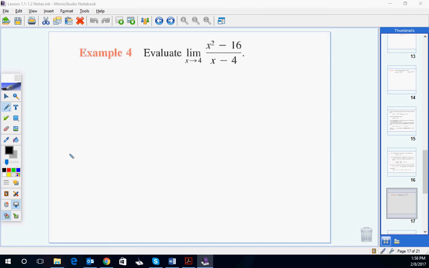So hopefully you see on the top that it does factor down to x plus 4 times x minus 4. We're good with that? And then that's just nice and simple. That cancels. And now we're going to take the limit as x goes to 4 of x plus 4. So your answer is 8.